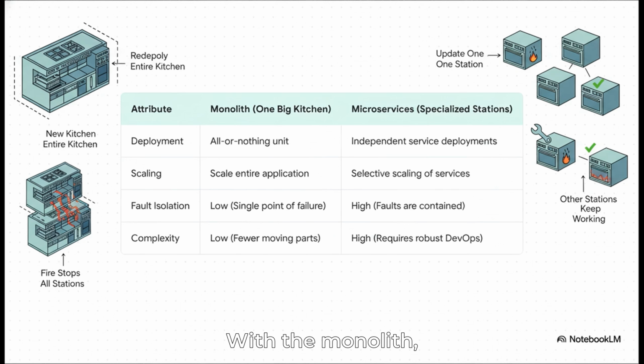Think about it. With the monolith, the one big kitchen, if you want to change the sauce recipe, you have to shut down and restart the whole kitchen. If you need more oven capacity, you have to build an entirely new giant kitchen. But with microservices, or specialized stations, everything is independent. Need to upgrade the ovens? Just upgrade the oven station. Need more sauce? Just scale up the sauce team. And as some sources point out, if a small fire starts at the sauce station, it's contained. The dough and topping stations can keep on working.